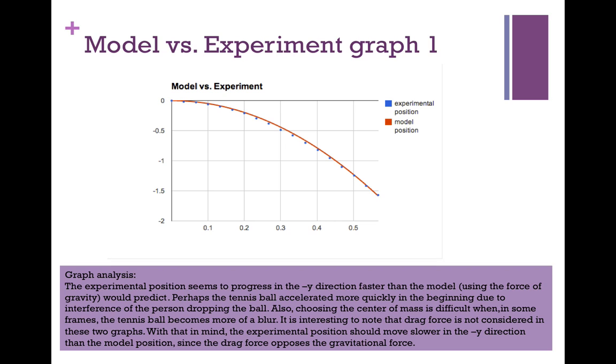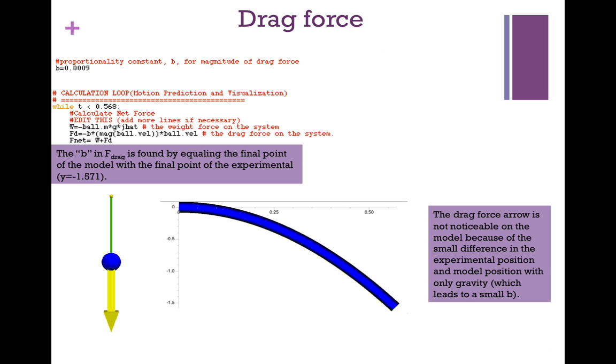Now, what are some explanations for this error? The tennis ball might have accelerated too quickly in the beginning due to the interference of the person dropping the ball. Choosing the center of mass can also be difficult because the tennis ball is a blur in some frames. So now we actually have to consider drag force. We found b to be 0.0009 by equating the final point of the model to the final point of the experiment, which was y equals negative 1.571. So we put the drag force equation into our loop this time. There should be a drag force error, but it's not noticeable because the b that we found is so small.